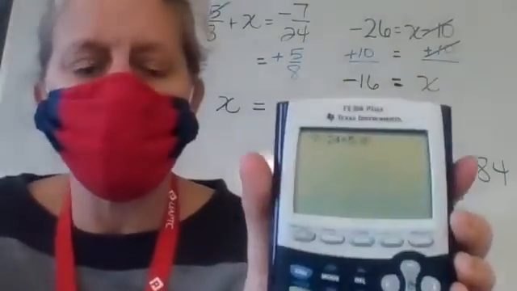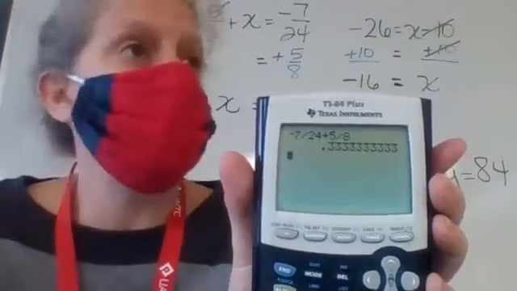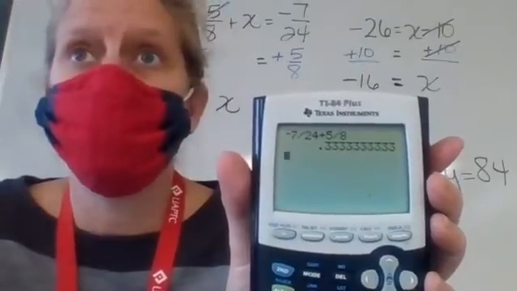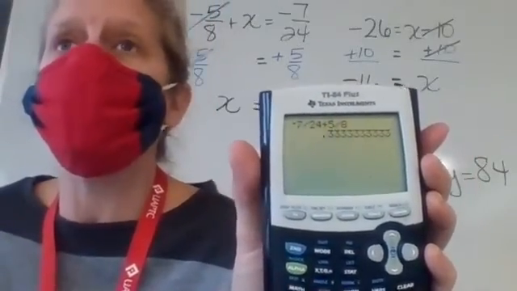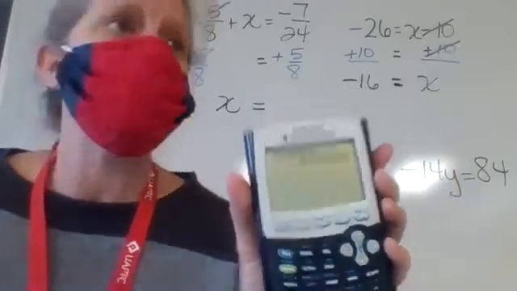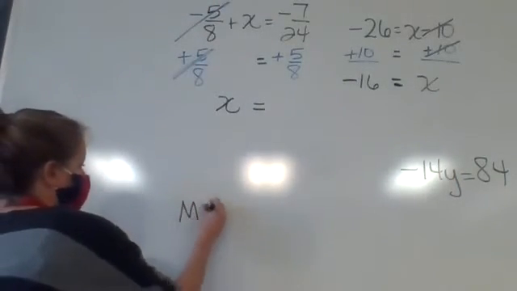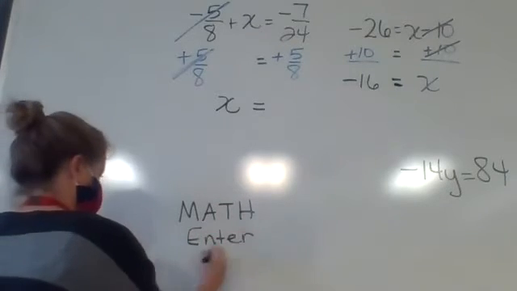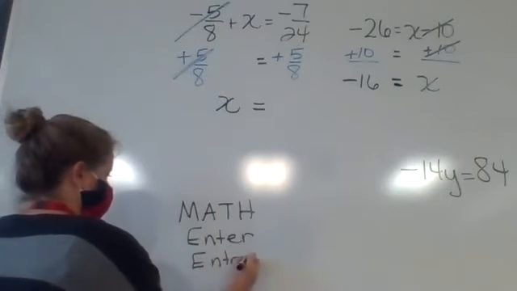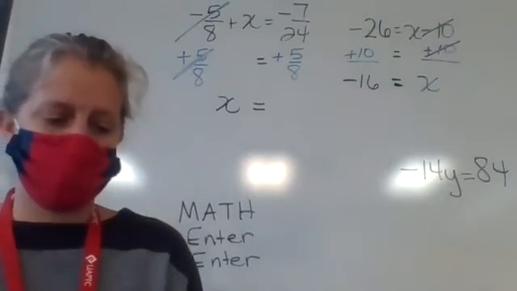Now, here's the thing. Hit your enter button. Ooh, MATLAB ain't gonna like that. Anytime you get a weird decimal like that, or it's not a whole number, you're gonna hit 3 buttons. You're gonna hit the math button, enter, enter. Enter twice. So hit your math button.